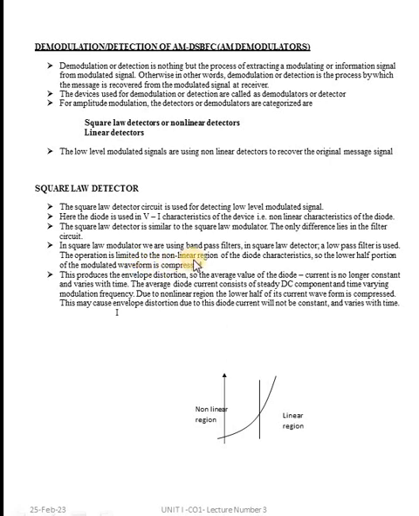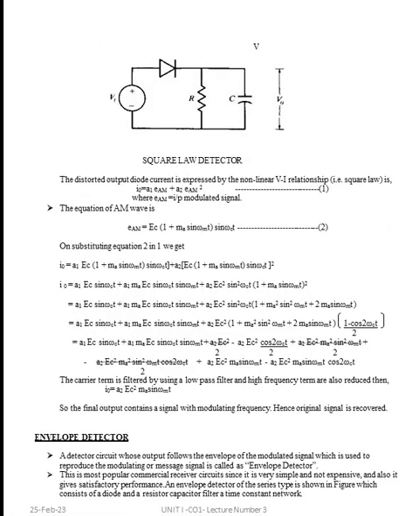The operation is limited to the non-linear region of the diode characteristics. So the lower half portion of the modulated waveform is compressed. This produces envelope distortion. So the average value of the diode current is no longer constant and varies with time. The average diode current consists of a steady DC component and a time varying modulation frequency component. Due to this non-linear operation, the lower half of the current waveform is compressed, which may cause envelope distortion. Due to this, the diode current will not be constant and varies with time.